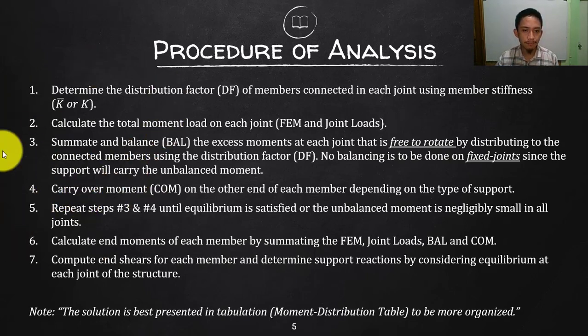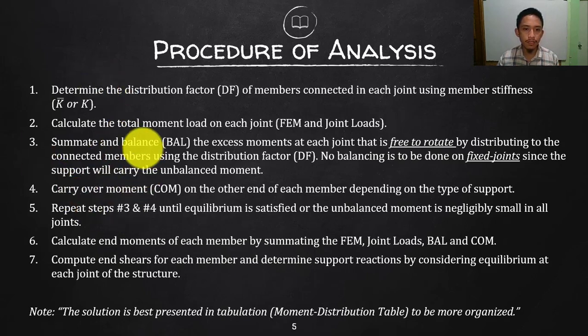So now, doing that, you will end up with a lot of solutions there. So it is suggested that you present this in tabulation form. We actually call this the moment distribution table. Why? For us, of course, to have an organized solution. We call repeating your process 3 and 4 the iteration, or the cycle. Once you have the excess moment, balance that one. That is one cycle, or one iteration.